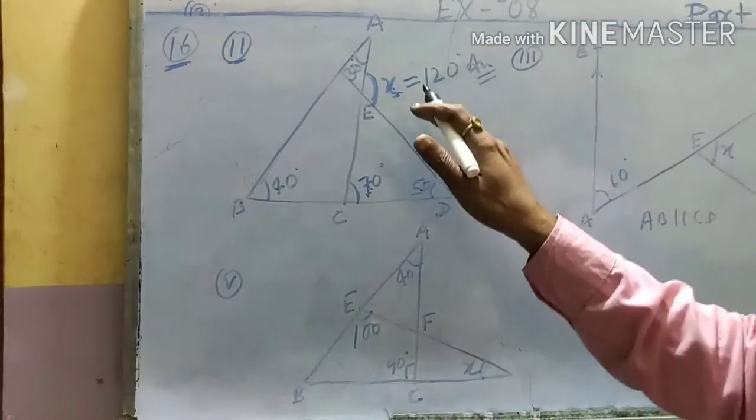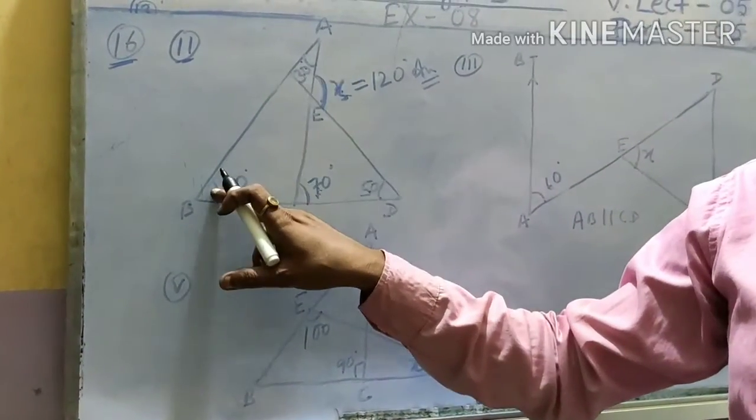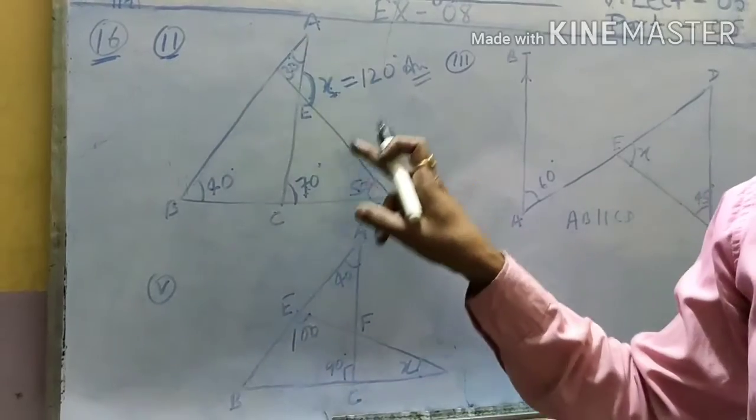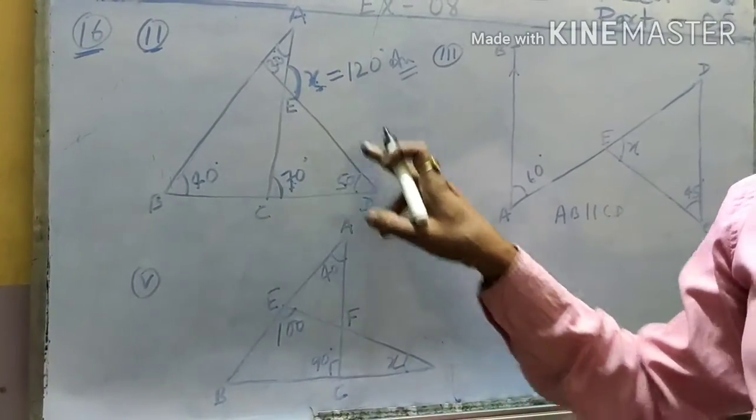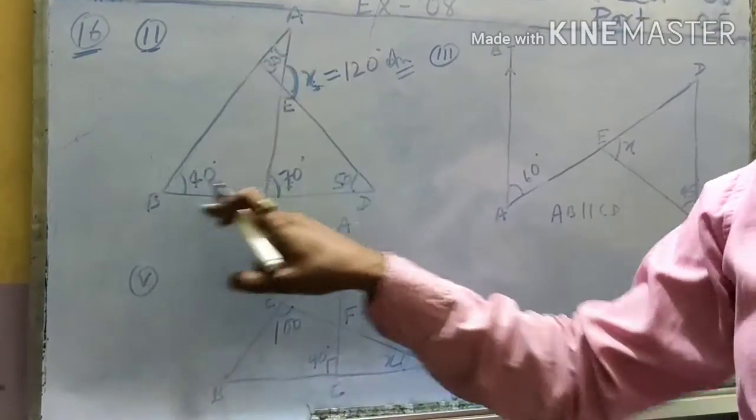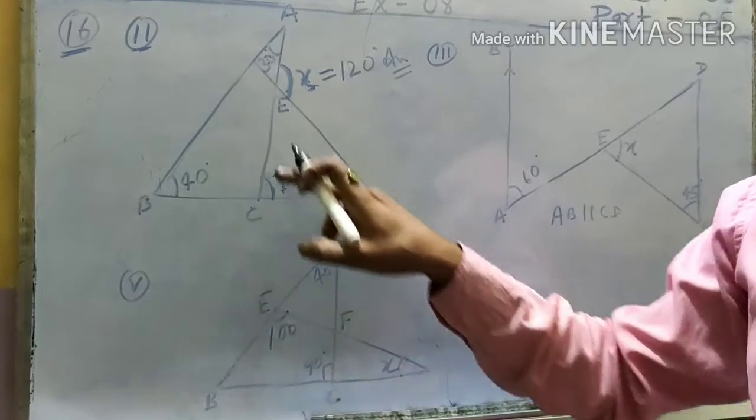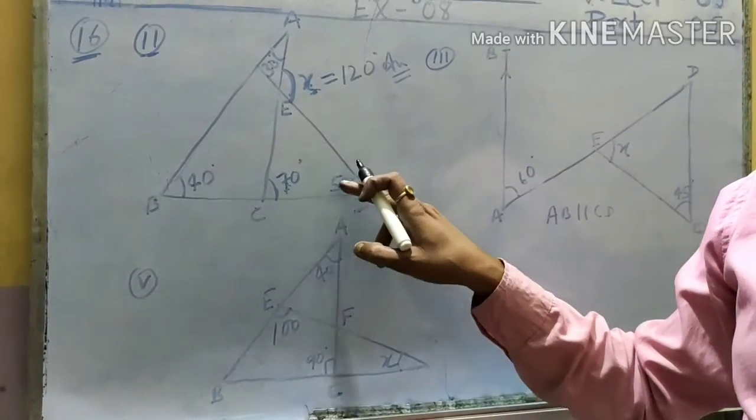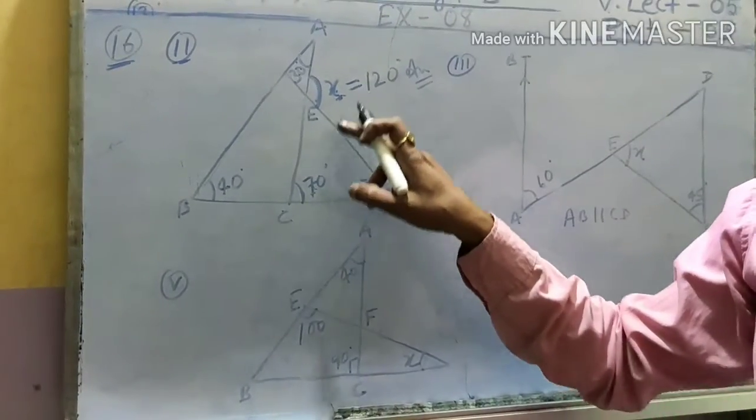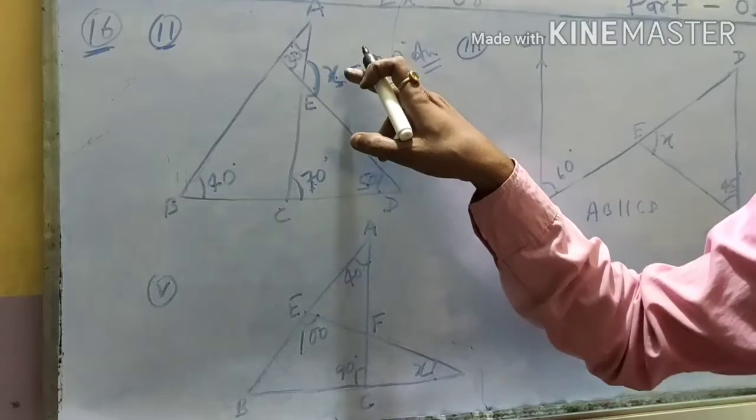Okay, student. Again, look here. The external angle is equal to the sum of the two opposite internal angles. 40 degrees plus 30 degrees is equal to 70 degrees. In triangle ECD, here are two triangles, ABC and ECD. Here 70 degrees plus 50 degrees is equal to the sum of the two opposite internal angles. The sum of the internal angles is equal to the opposite external angle.